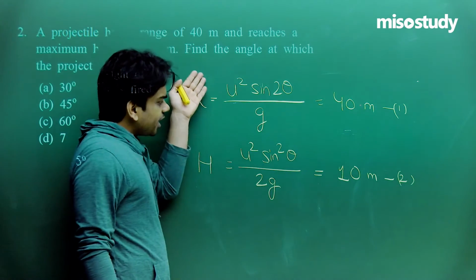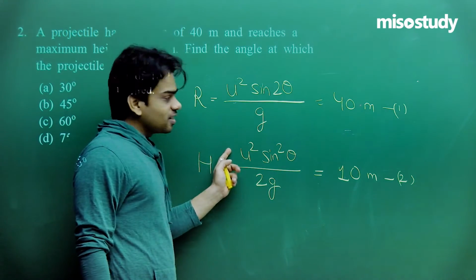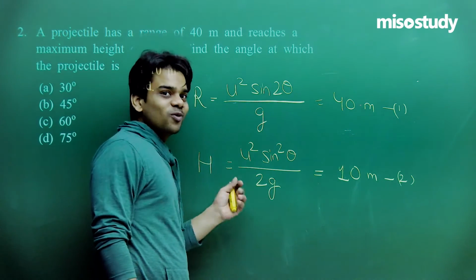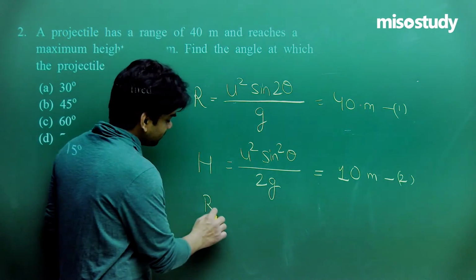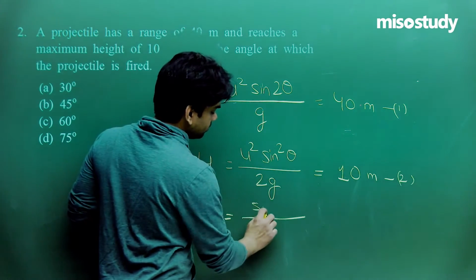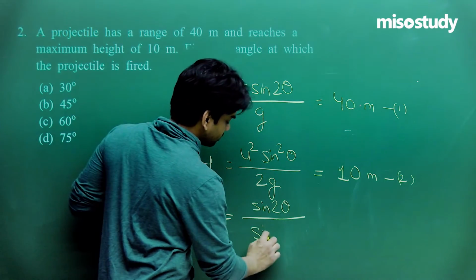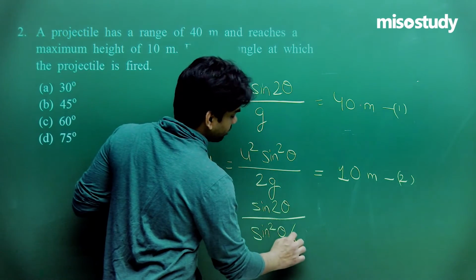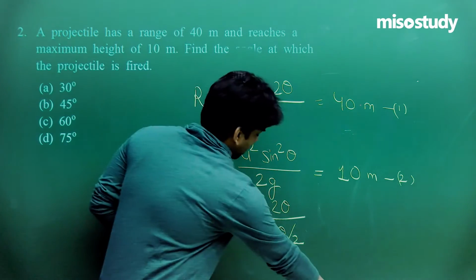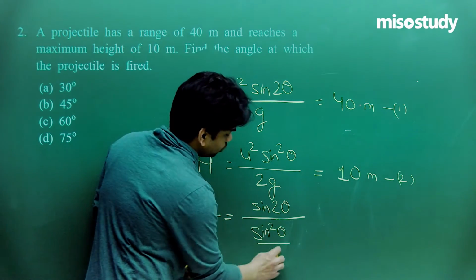Now if I divide this range by height, see what we are going to obtain. U square will be cancelled out, g and g will be cancelled out. This 2 will be in the denominator of the given fraction. So if I divide R by H, I'm going to get sine 2 theta divided by sine square theta divided by 2. G will be cancelled out, u square will be cancelled out. This is what we will be obtaining. Now this is the term. Don't confuse, this is not theta by 2. Let me show that this is the 2 that we are talking about.